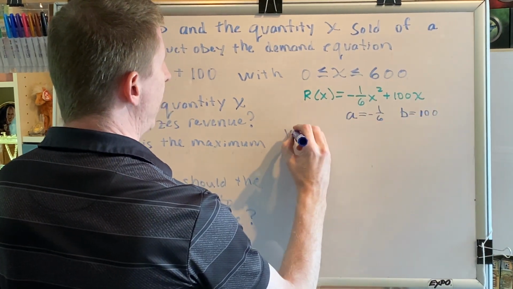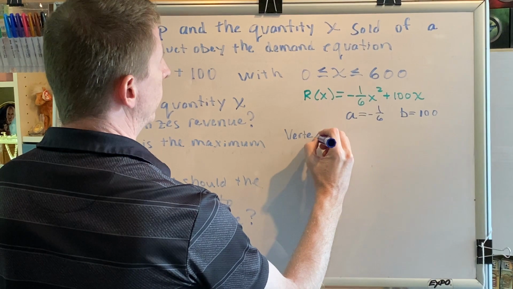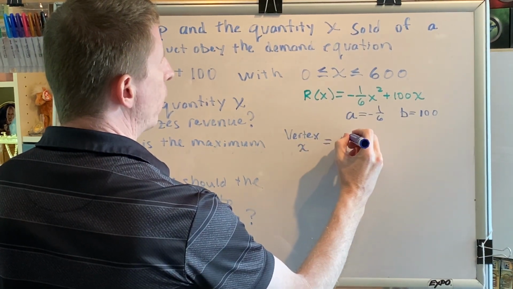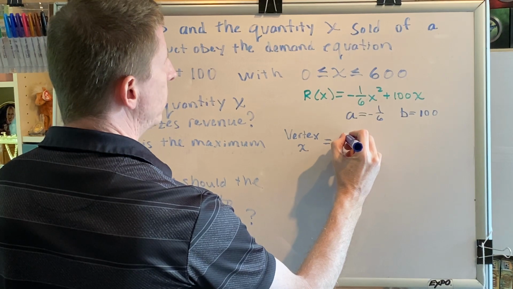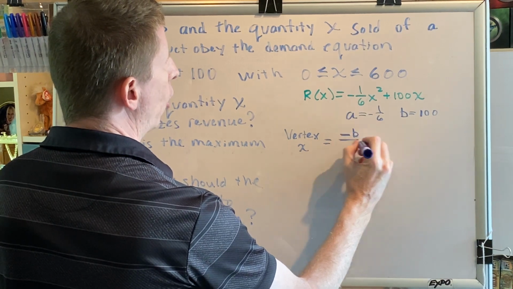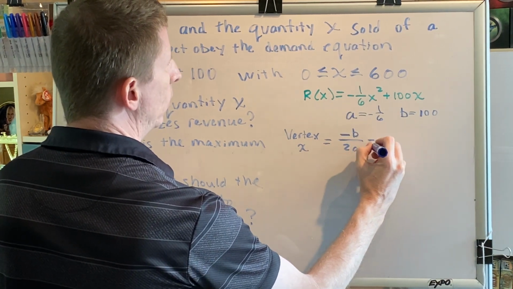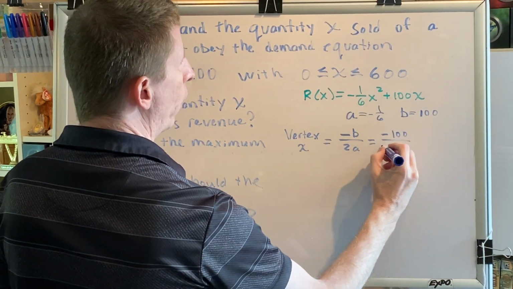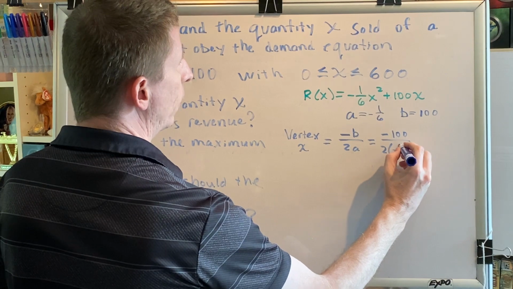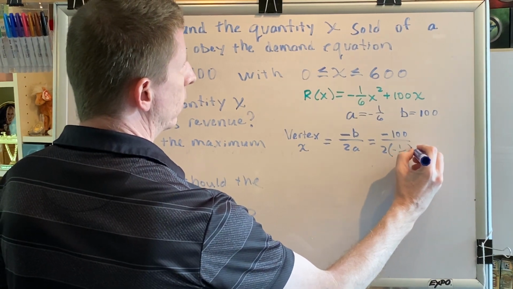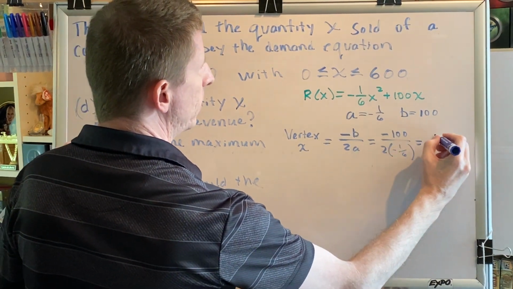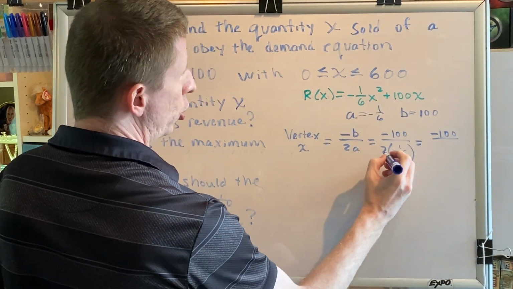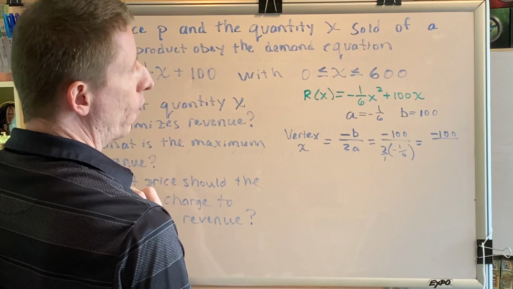The vertex x formula says that we'll have a minimum or a maximum where x is equal to the opposite of b over 2a, which in this case is equal to the opposite of 100 over 2 times negative 1/6. This can be simplified as negative 100 over 2, which can be written as negative 100 over 2 over 1.